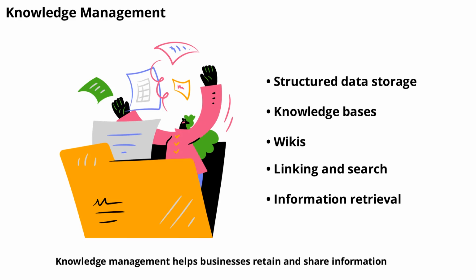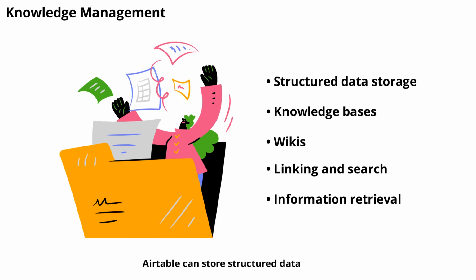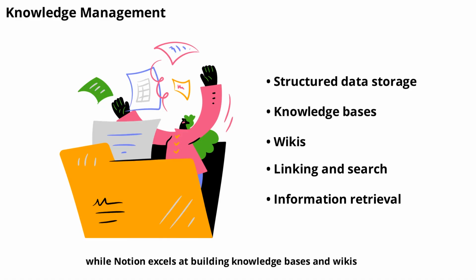Knowledge management helps businesses retain and share information. Airtable can store structured data, while Notion excels at building knowledge bases and wikis. Notion's linking and search features make it easy to find and reference information. For small businesses, effective knowledge management supports training, onboarding, and decision-making. We'll look at how each platform handles information storage and retrieval.